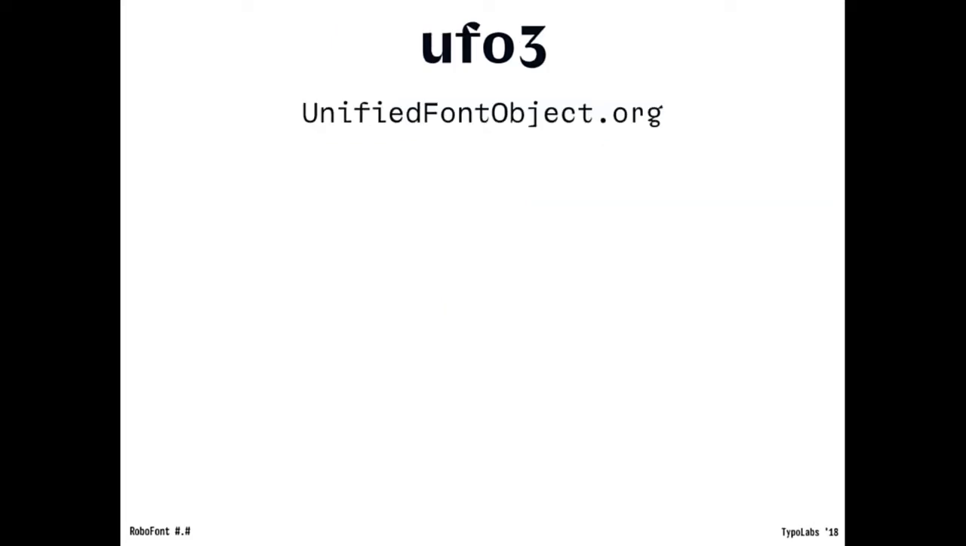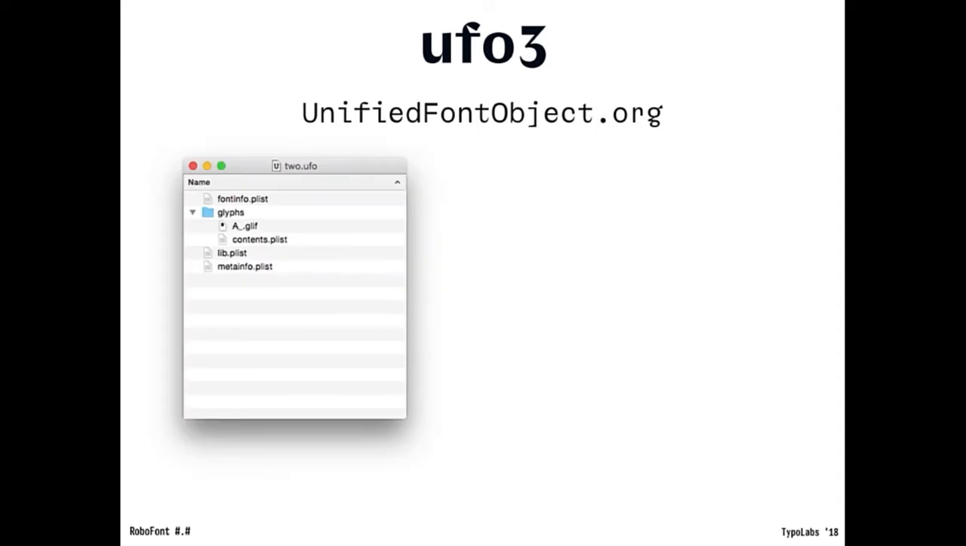UFO 3. UFO is an open source font format, which is documented. You trust your data and someone is writing it and you don't understand how people are writing it, so be careful with this. UFO is an open source file format where you just write your data back to your file.